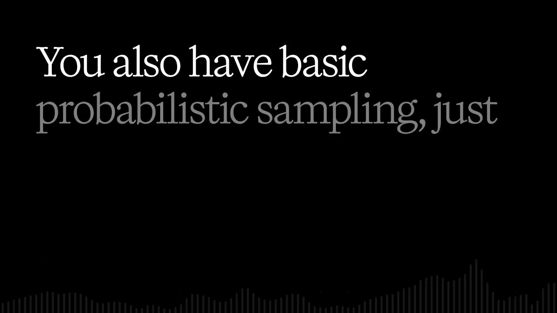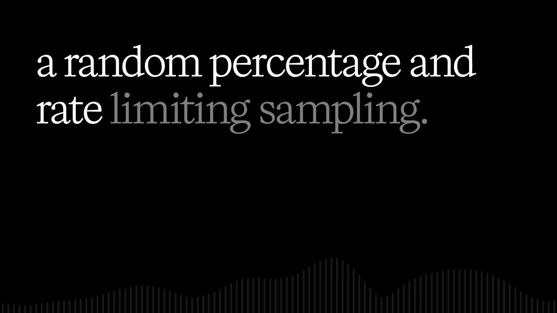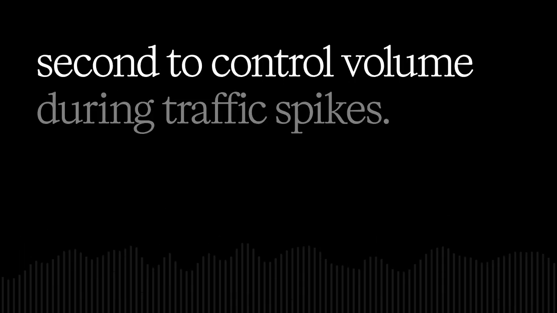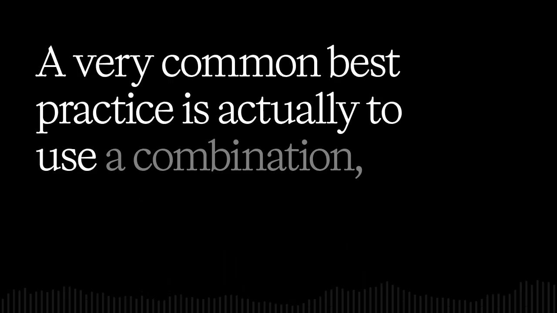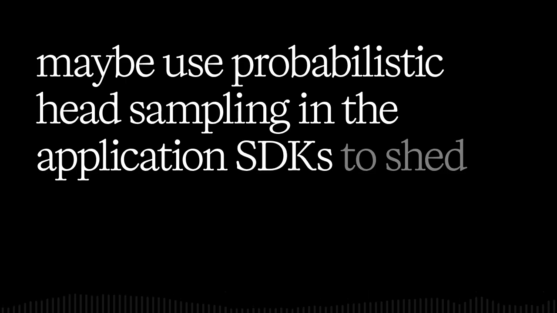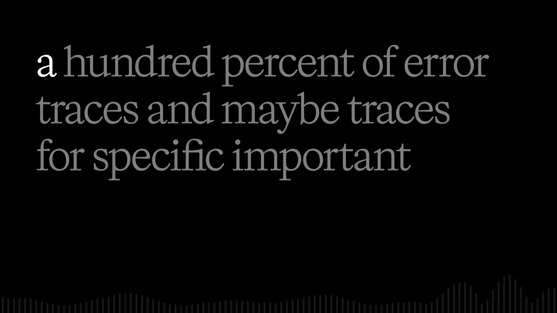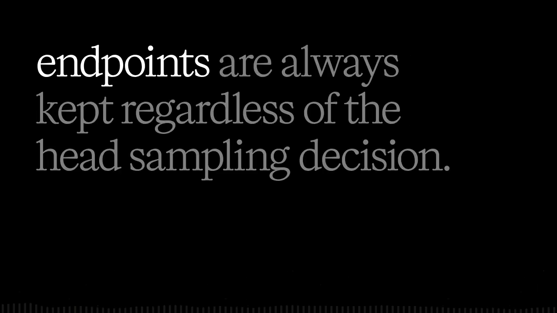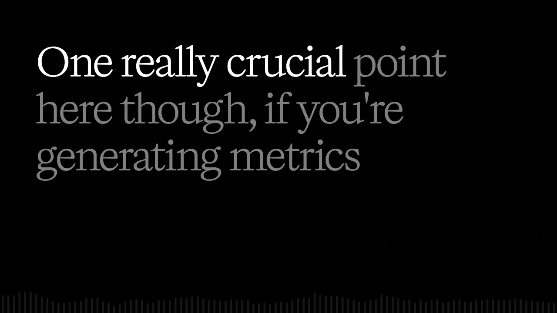You also have basic probabilistic sampling, just a random percentage, and rate-limiting sampling, like don't send more than 100 traces per second to control volume during traffic spikes. A very common best practice is actually to use a combination. Maybe use probabilistic head sampling in the application SDKs to shed some initial load, but configure tail sampling in the collector to ensure that 100% of error traces, and maybe traces for specific important endpoints, are always kept, regardless of the head sampling decision. One really crucial point here, though.